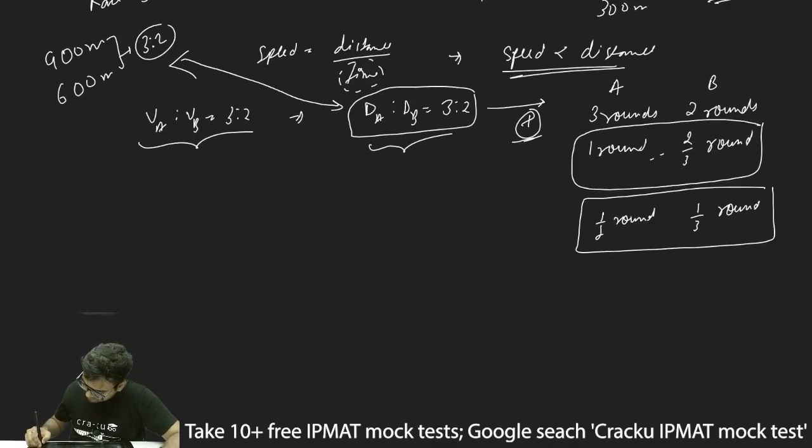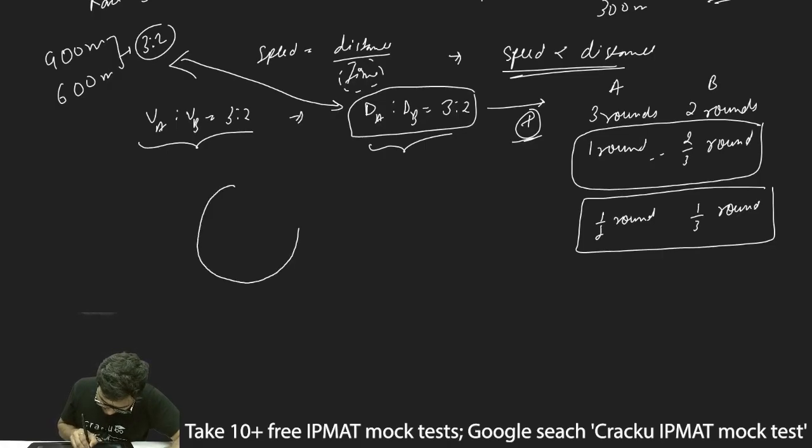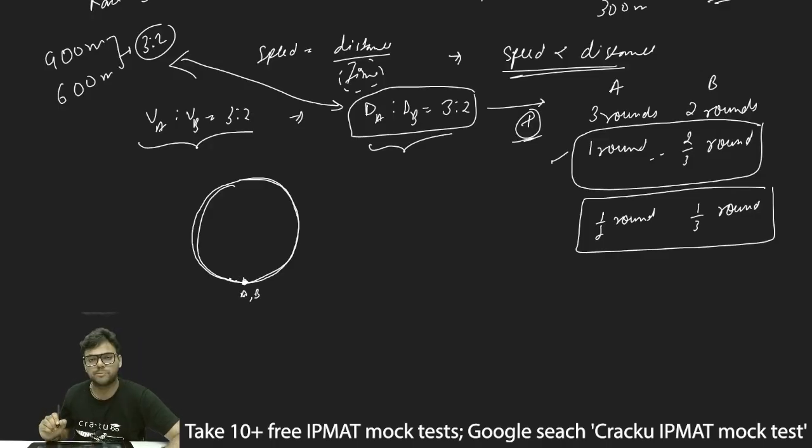Now let's draw the diagram for easier interpretation. There is the circular track, and this is the starting point, where both A and B are starting. By the time A has completed this entire circular path, that is when A has completed 1 round, B has only completed 2 by 3 rounds. So B will be somewhere here.